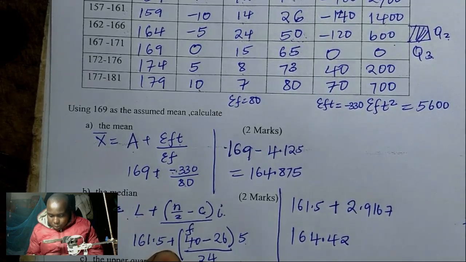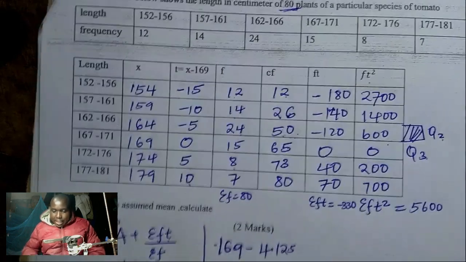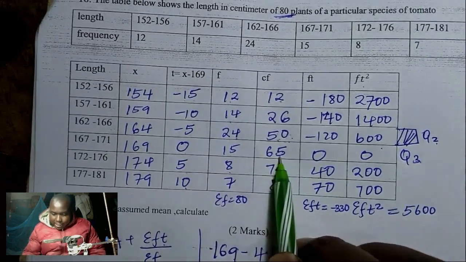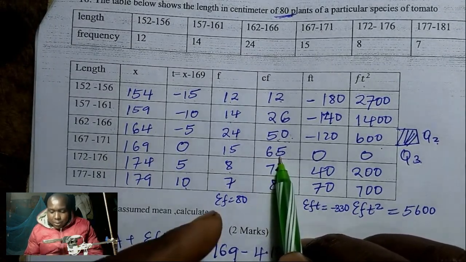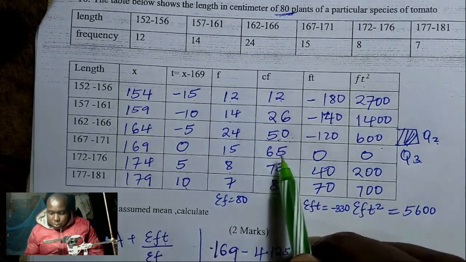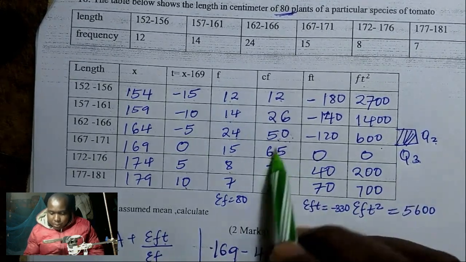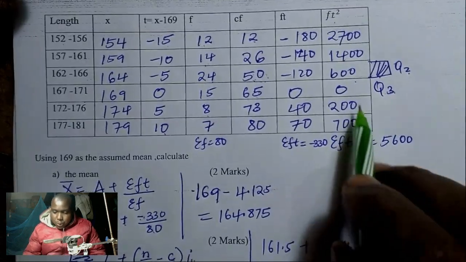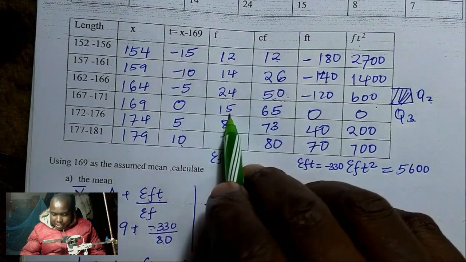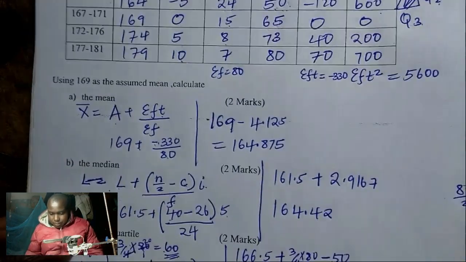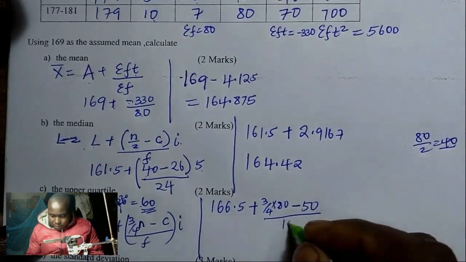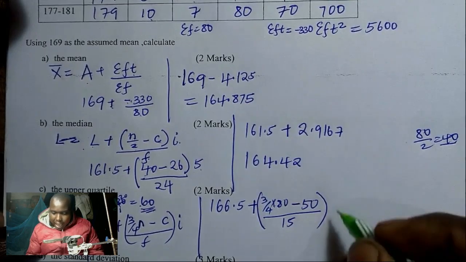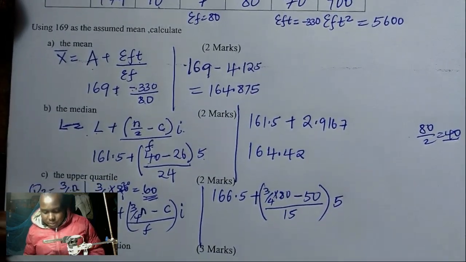3 over 4 times 80, actually this one is 60, minus the C. Our C, our class is here. C is the cumulative frequency above the class. Our class is here, Q3, above it is 50. You subtract 50 and then divide by the frequency in that class. The frequency in the class is 15. Then times I, which is 5. I is the class interval.